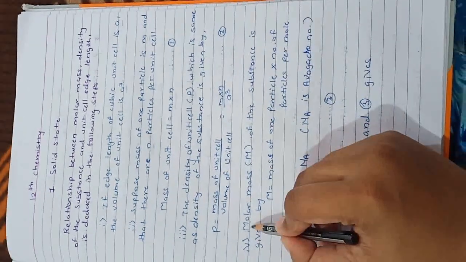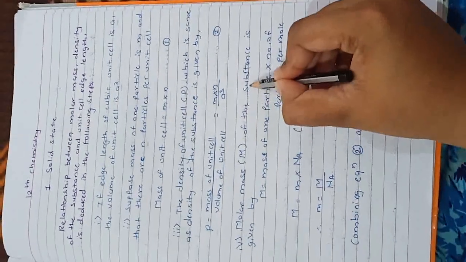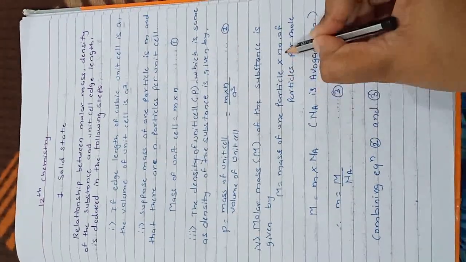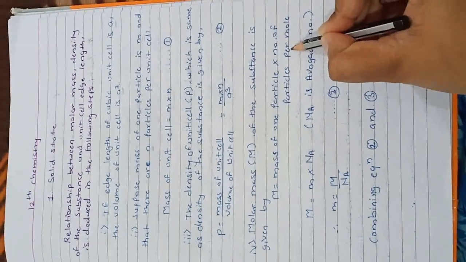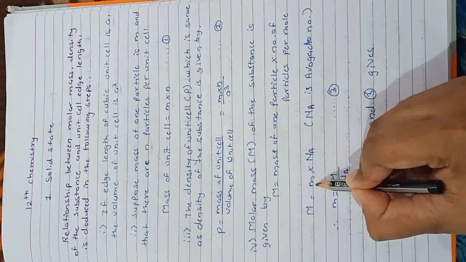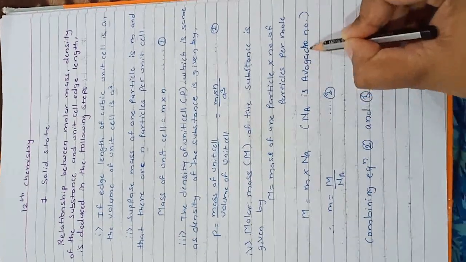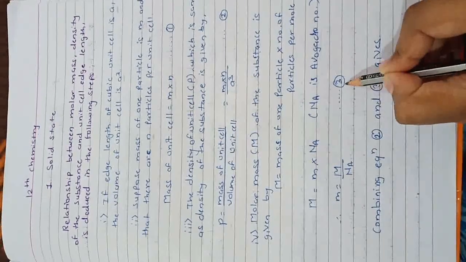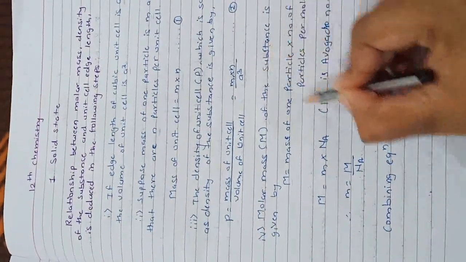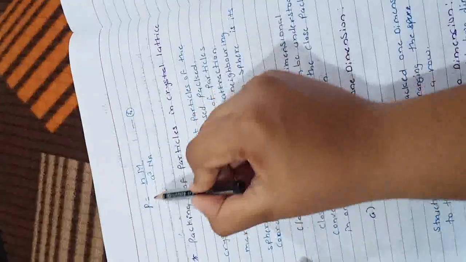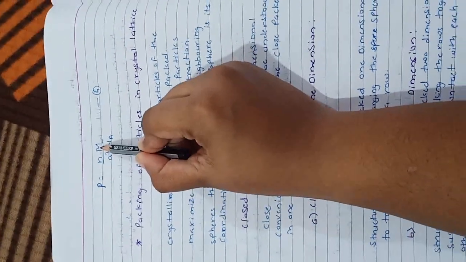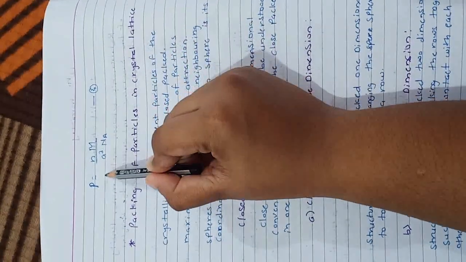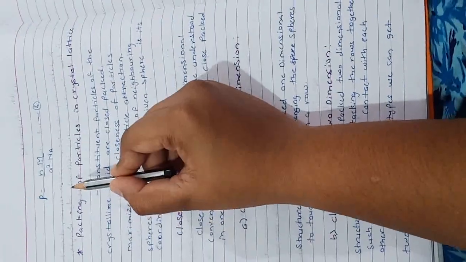Equation 2. The molar mass, capital M, of the substance is given by M equals mass of one particle into number of particles per mole. So M equals small m into Na, where Na is the Avogadro number. Therefore, m equals M upon Na, equation 3. Combining equations 2 and 3 gives rho equals n into M upon a cube into Na, equation 4. This is the density and molar mass equation.